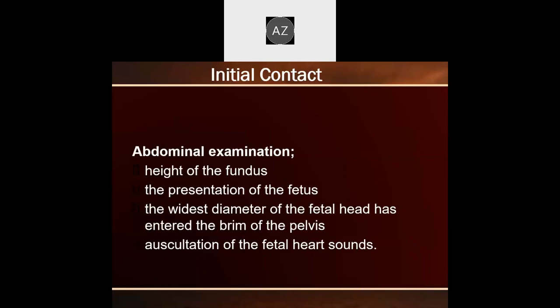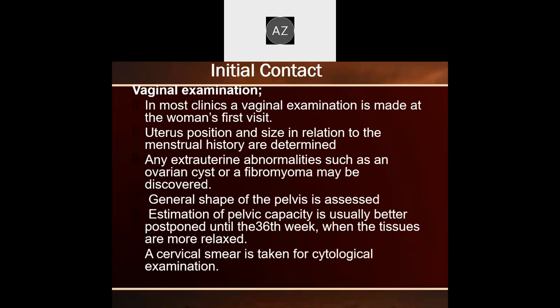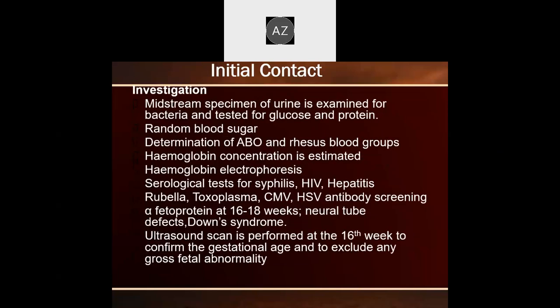Auscultation of the fetal heart sound. Ask the mother whether she can appreciate the movement and the kicks of the baby. Then do a VE, a vaginal examination. You will check the position of the uterus, the size in relation to the menstrual history, and any extrauterine abnormalities such as ovarian cyst, fibromyomas, which are neoplasms of the female reproductive system, and the general shape of the pelvis. A cervical smear can be taken for cytological examination.